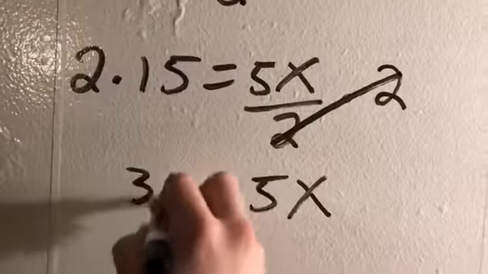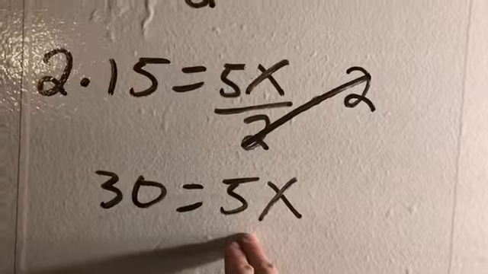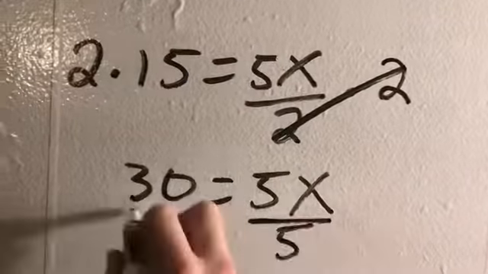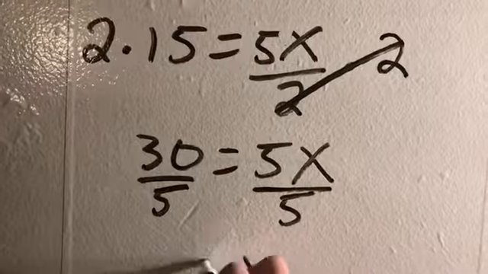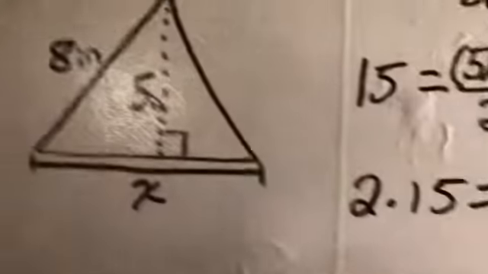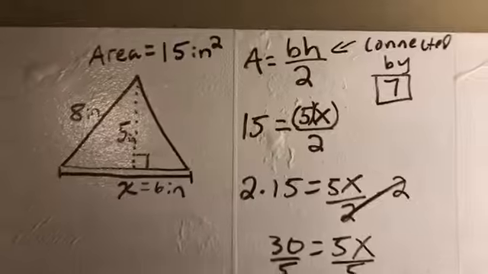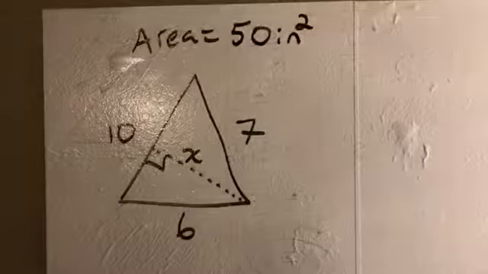2 times 15 is 30. 5X, there's nothing in between, so I know that's multiplication. So the opposite is division. So the base of that triangle has to be 6 inches. All right, let's try another.